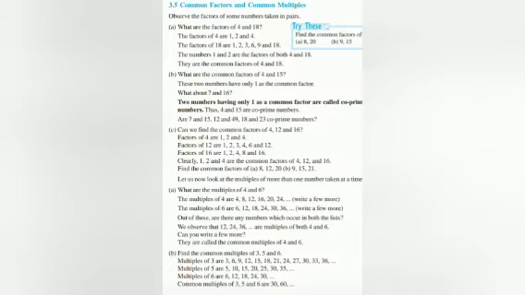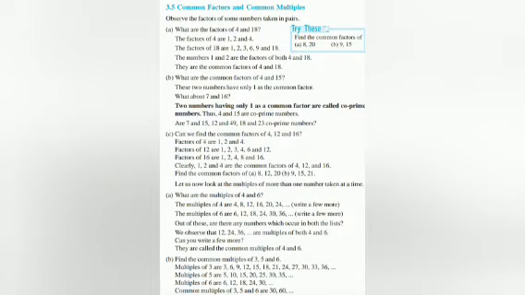Now let us move towards the common factors and common multiples. Along with that, what are co-prime numbers? Let us study how to find out common factors. For that, whatever the numbers are given, we have to first find out the factors. And after finding the factors, we have to write the common factors from both.